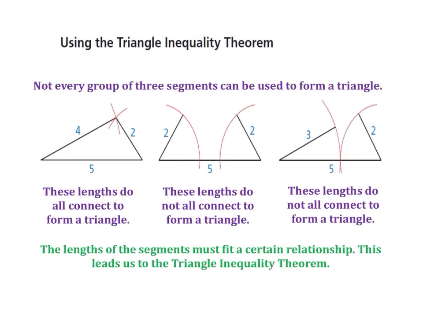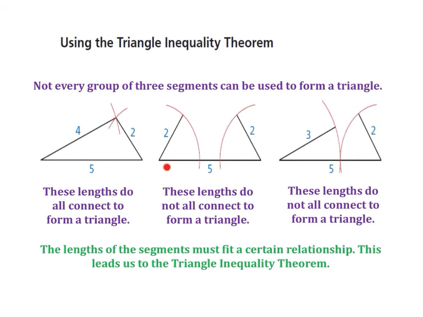All right, so this leads us to the triangle inequality theorem. Not every group of 3 segments can be used to form a triangle. Let's take these 3 examples as case in point. Our first image here on the left, I've got segments of length 4, 5, and 2. So I know that if I were to place my longest side first and then connect the next 2 at the end points of the 5 unit length segment, the other 2 would meet and connect to form a triangle.